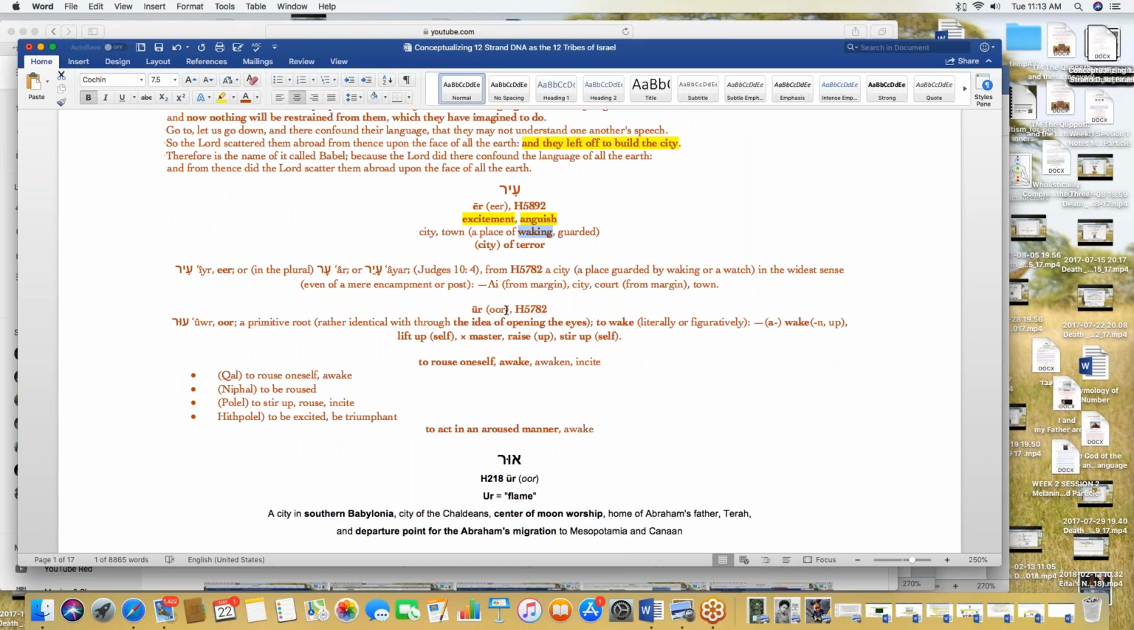H5782 is the word or. So we go now from ear to or. And it's a primitive root, and it means, through the idea of opening the eyes. Wait a minute. Now that carries us back to the Genesis narrative.